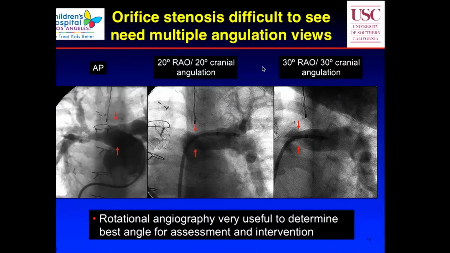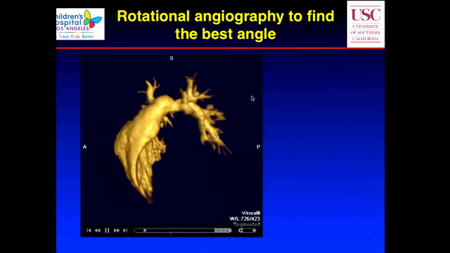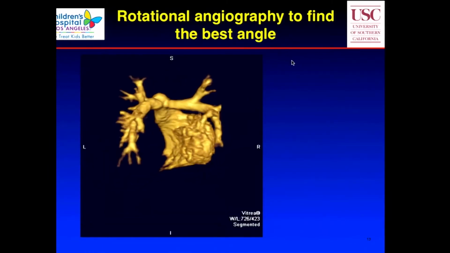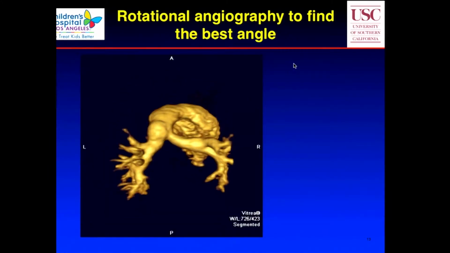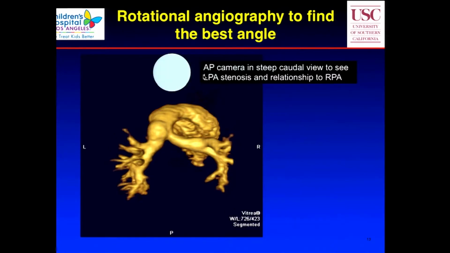Of course, now with rotational angiography, it's very useful to take the rotational angiography and then find the best angle to see the stenosis and use that angle to do your intervention. So of course, this is an example of a 3D rotational rendering. In this case, we actually did this in a very caudal view. And so this is the AP camera.